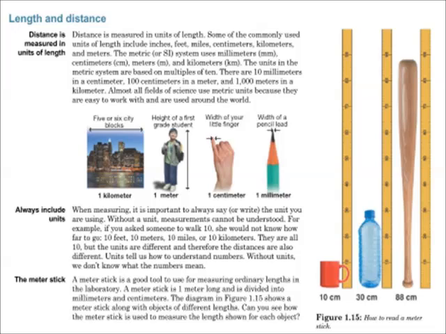A stick is a good tool to use for measuring ordinary lengths in the laboratory. A meter stick is 1 meter long and is divided into millimeters and centimeters. The diagram in Figure 1.15 shows a meter stick along with objects of different lengths. Can you see how the meter stick is used to measure the length shown for each object?